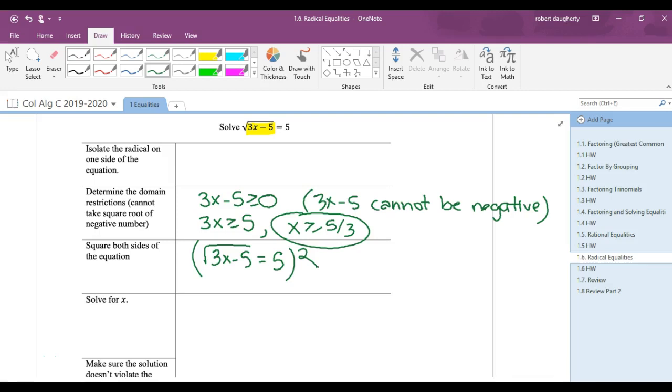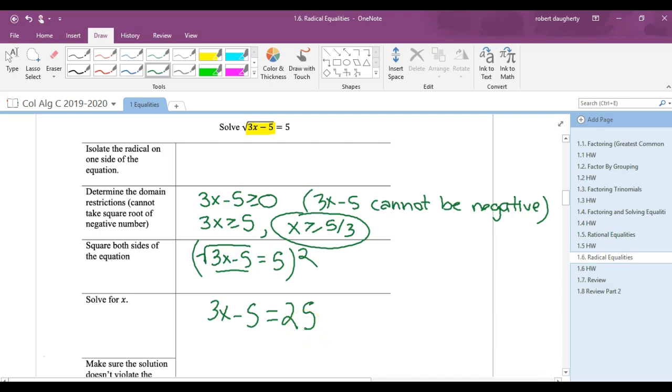The left side, yeah, it's just 3x minus 5. That's why I square it. If I cubed it, that wouldn't do anything. But when you square a square root, you get what you started with. So this is going to be 3x minus 5 equal, what happens when I square the right side? 25. Now I just solved this.